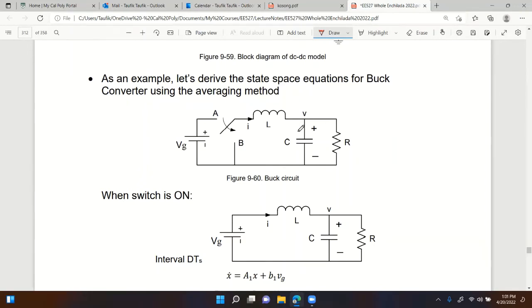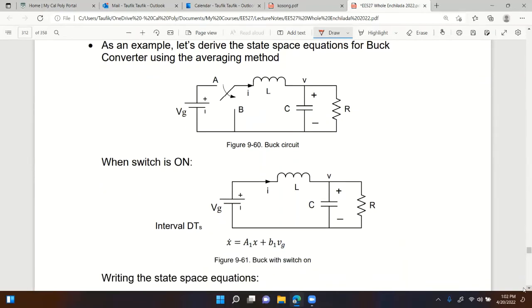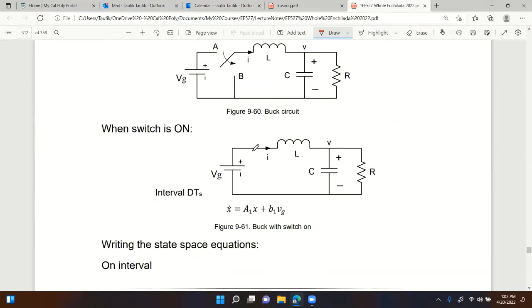Okay, let's use a buck converter. For a buck converter, the switch could be modeled this way: either the switch is on A or the switch is on B. If it's on A, that's when the main switch is on and the diode is off. When the switch is on B, that's when the diode is on and the switch is off. So let's derive the state space equation for both states. Let's start with when the switch is on.